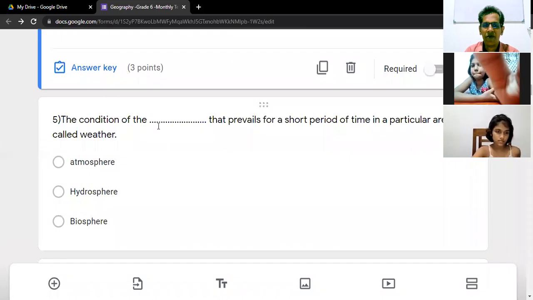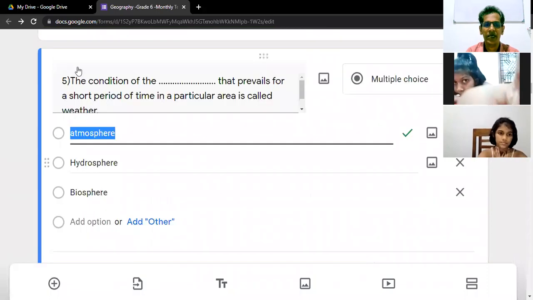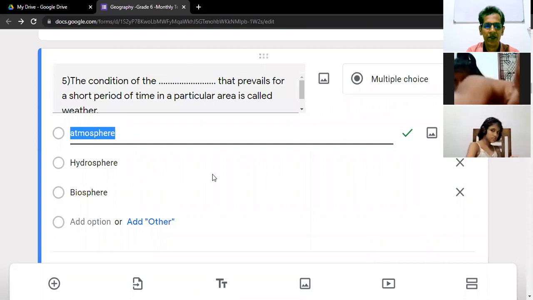The condition of the that prevails for a short period of time in a particular area is called weather. The condition of the what? Atmosphere. The condition of the atmosphere that prevails for a short period is called weather. The condition over a long period is called climate. Atmosphere. Condition of the atmosphere.